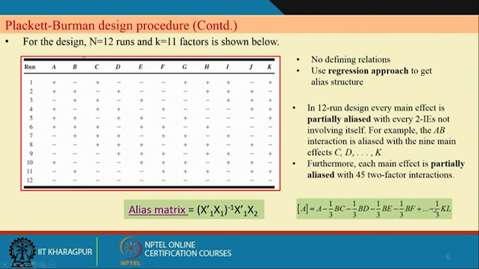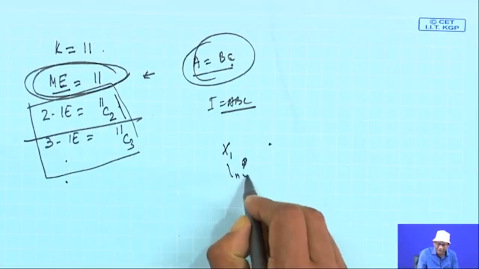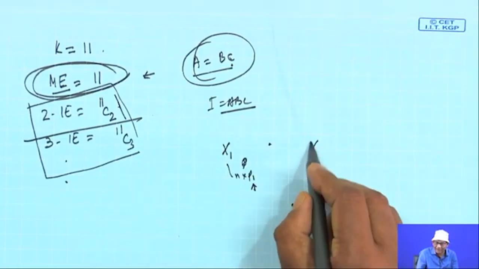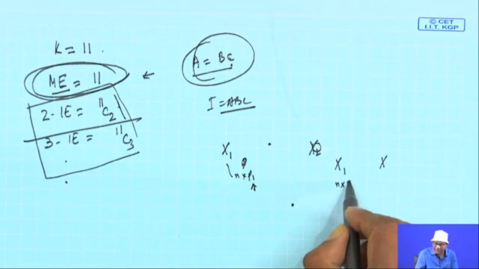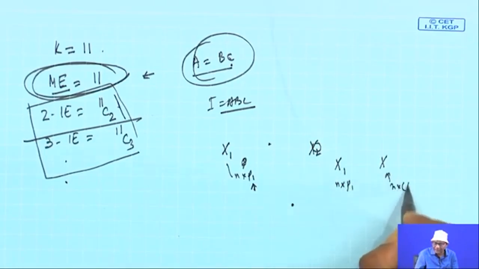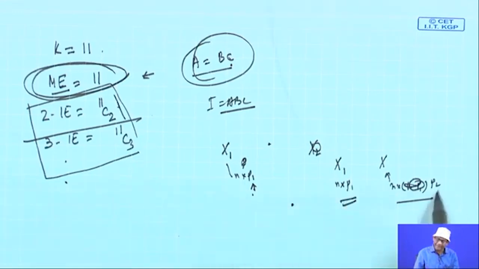I told you in one of the previous lectures about the regression approach to identify the alias structure, and there we have given you the alias matrix. What we have done, we have run a partial model involving X1 factors, where X1 is basically n cross p1, p1 number of factors, and another full one involving X1 and X2, where X2 is n cross k minus p1, if there are k total factors, otherwise you write p2, the other effects. So, p1 effects and p2 effects.